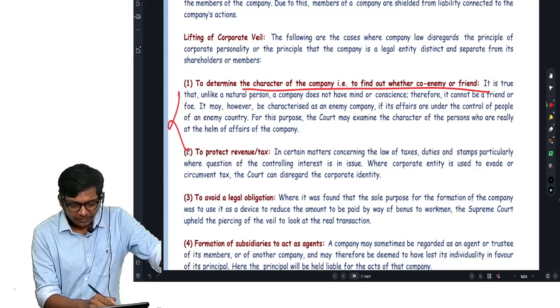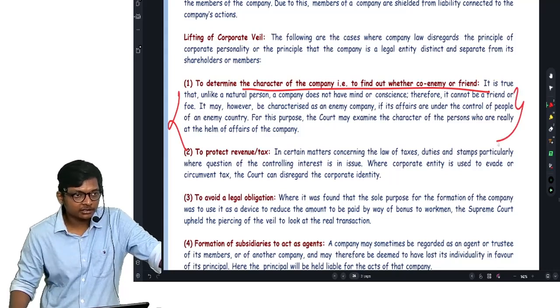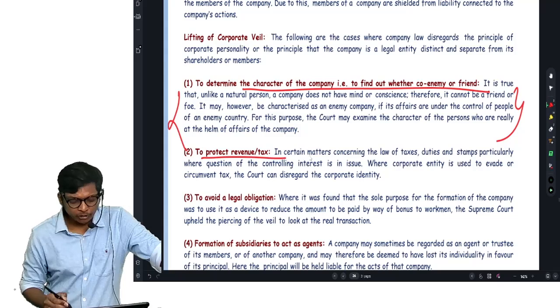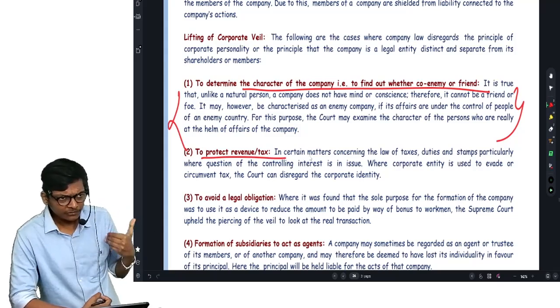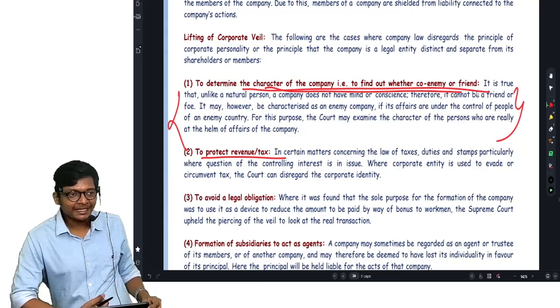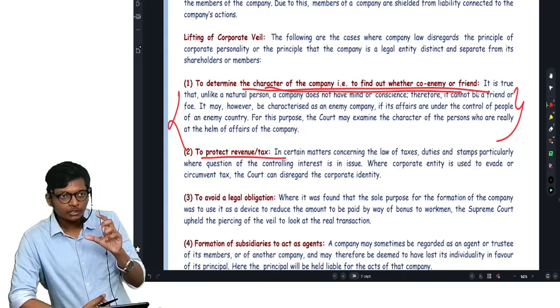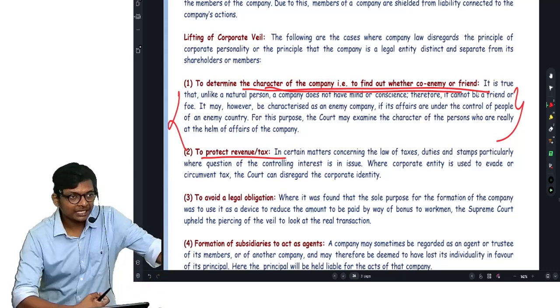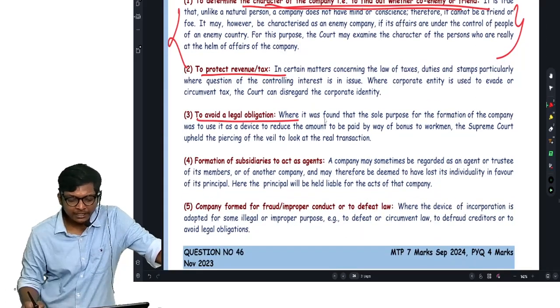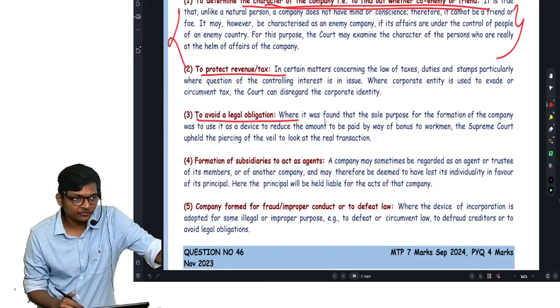This is just, I've given explanation what the point is. Okay, you actually have to write explanation. Product revenue or tax, Dinshaw Manakji Petit is the case law. Determining an enemy character now, the case law is Continental Rubber Tires versus Daimler. For a case, Daimler is Mercedes. Avoid legal obligation, we saw in case above itself.